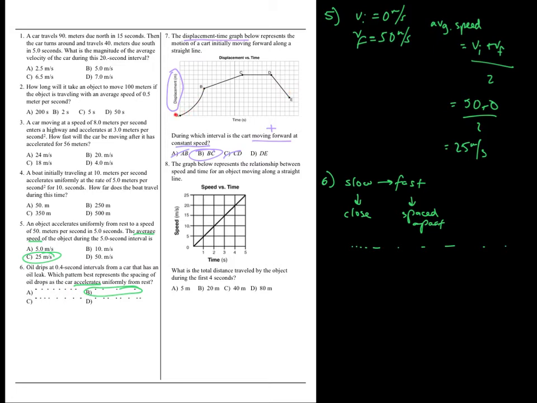A and B shows an exponential increase in your distance. When you're moving forward at an exponential rate, that's acceleration. So AB is acceleration, BC is positive constant velocity, CD is at rest, and DE is negative constant velocity.